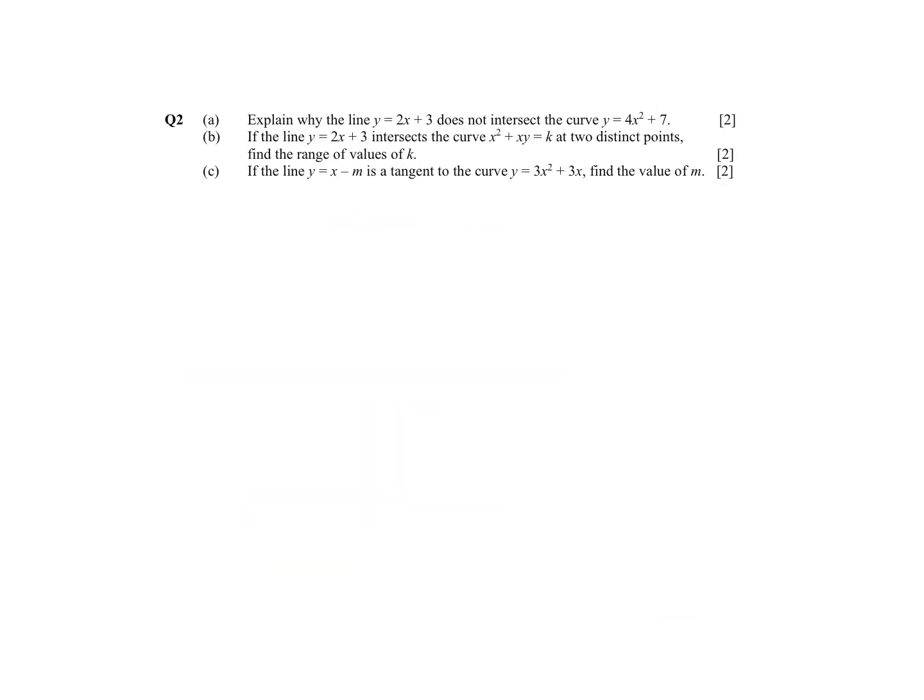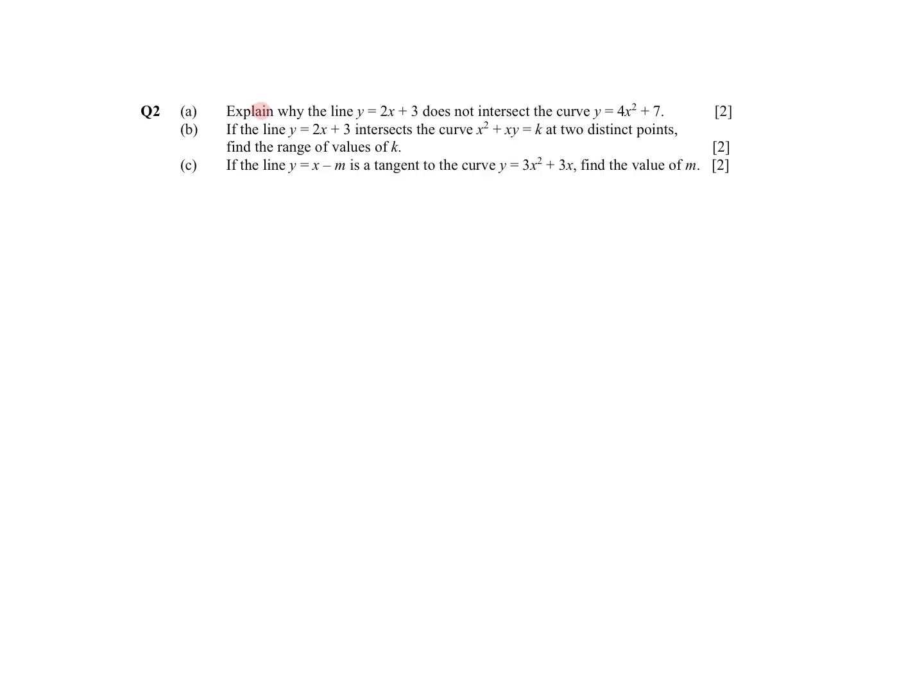Okay, next one, this one. The question says explain, so I don't want you to write discriminant less than 0 anywhere. You are supposed to show it. Once you write discriminant less than 0 at the start, I can't give you the marks. So first things first, the curve and the line, you have to make one new quadratic first. So sub 1 into 2.